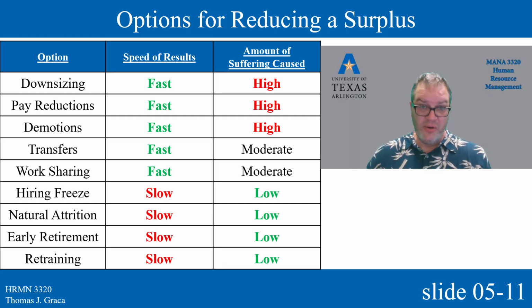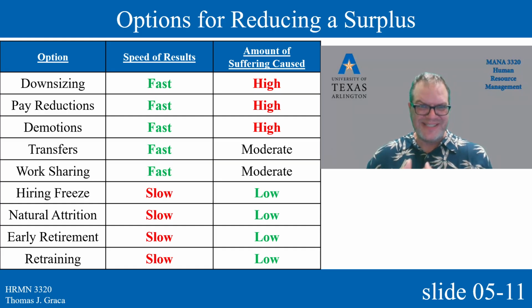Could be slow, could be very, very slow, right? If you're a firm that has a very low turnover rate for whatever reason, because of something about your culture, something about your benefits, something about whatever, natural attrition can be very slow.